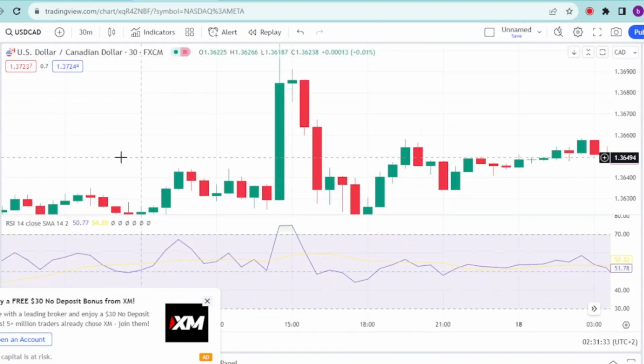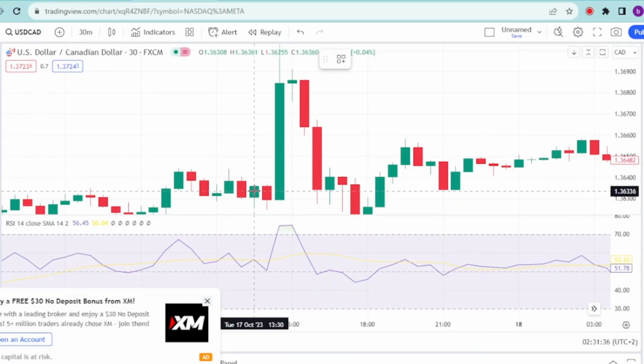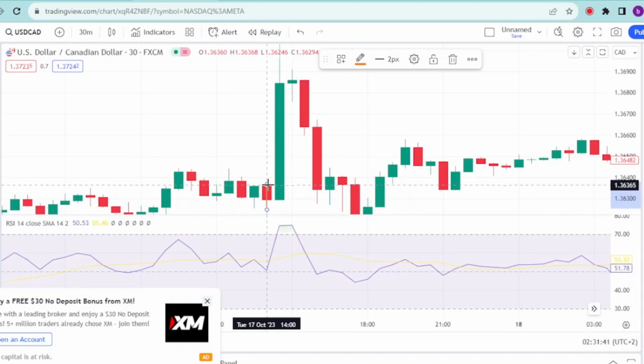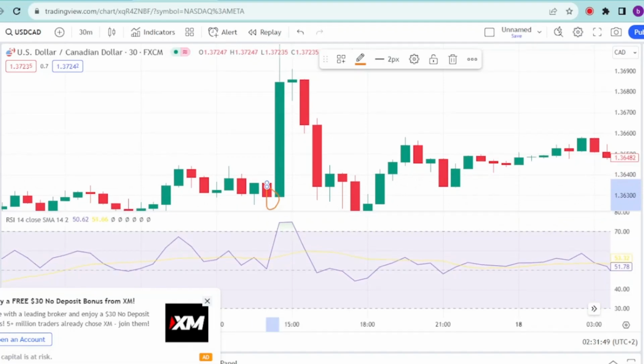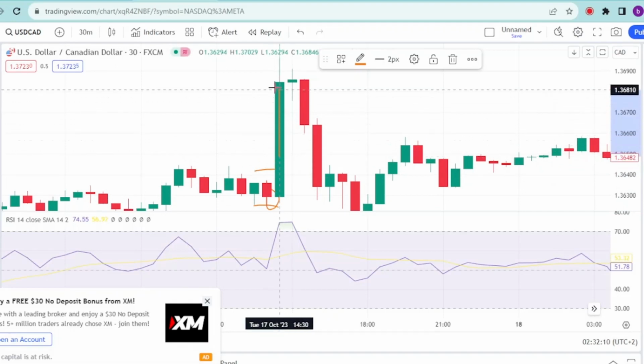Now, as you can see, on this previous candle, this bearish one here, this was prior to the news release, right? You would put a sell stop here, and a buy stop here. So therefore one of them would be triggered. In this case, it was the buy stop, and there you have it.